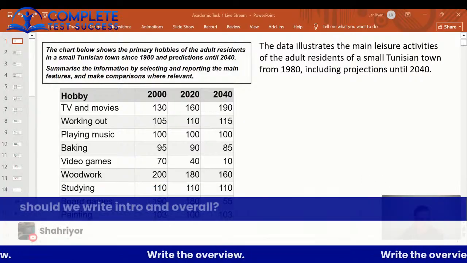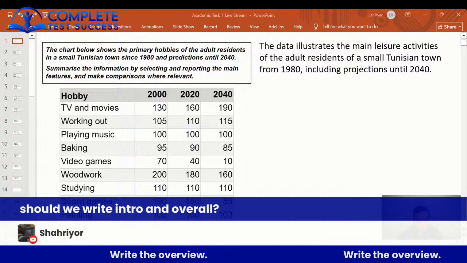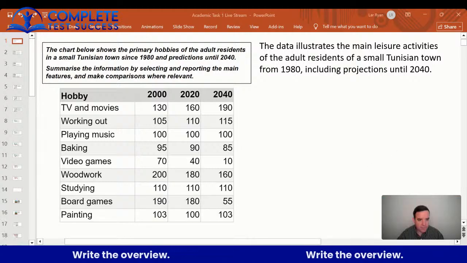Should we write intro and overall? So yeah, we're just writing the overview at the moment.